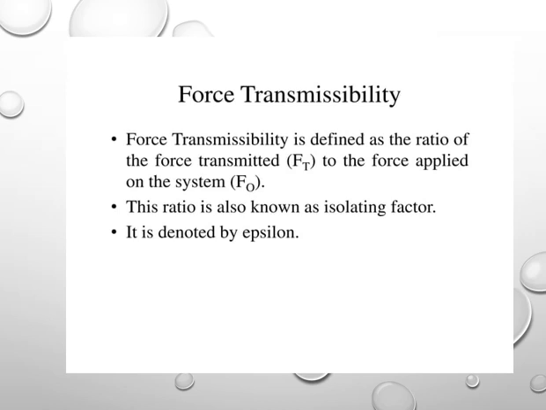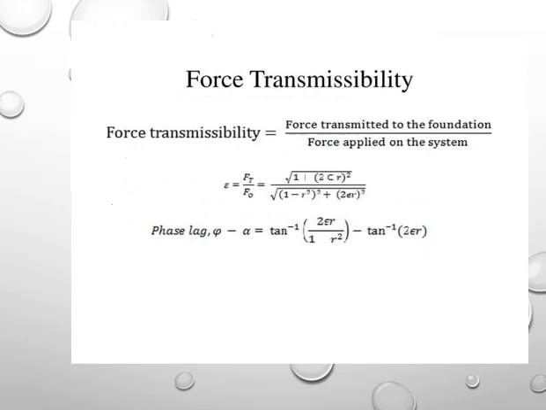This is defined as the ratio of force transmitted to the force applied on the system. It is also known as isolation factor. It is denoted as epsilon. The formula is equal to force transmitted to the foundation by force applied on the system. Epsilon equal to Ft by F0.